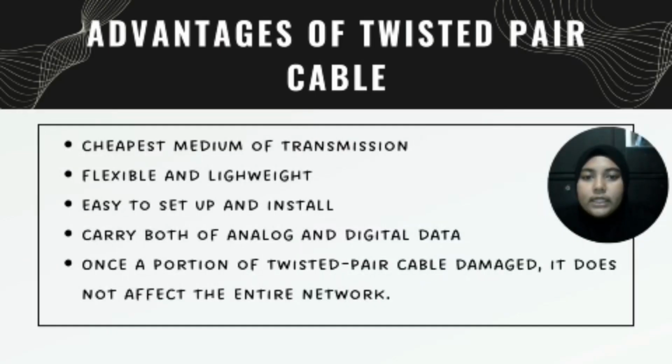A few advantages of twisted pair cable are that it is the cheapest medium of transmission, flexible and lightweight, easy to set up and install, and can carry both analog and digital data. Once a portion of twisted pair cable is damaged, it does not affect the entire network.